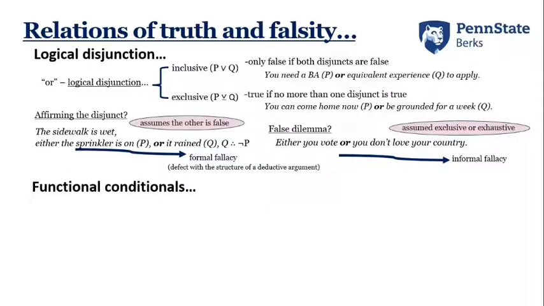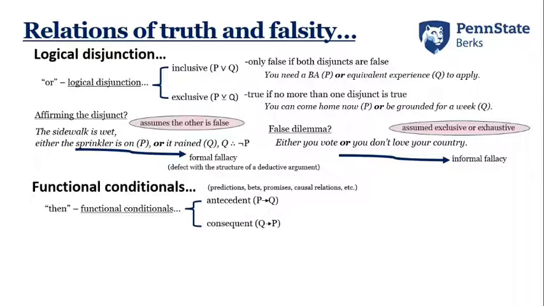All right, the last relation of truth and falsity we're looking at is a functional conditional known as then. So this is the if-then rather than the either-or. Now, we often see these show up when people are making predictions or placing bets or promising something to somebody, causal relations and such. We can work these with an antecedent. So that arrow is, we'll say, therefore. So P therefore Q, or Q therefore P.